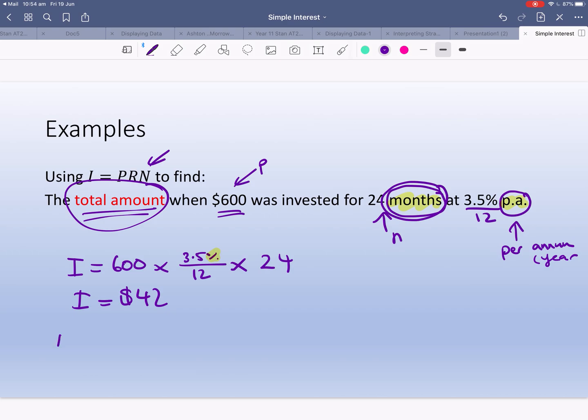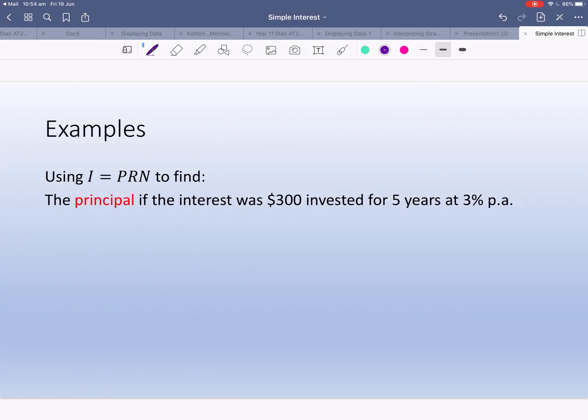Now, it's asking for the total amount. So what's the total amount? We've got this formula, which is principal plus interest. The total amount is what we started with. So it's going to be $600 because that's what we started with, plus 42, which equals 642 is our total amount. Okay, let's go to the next example.